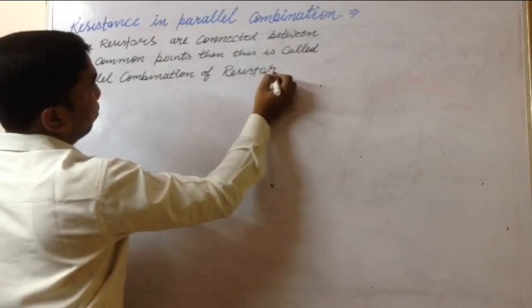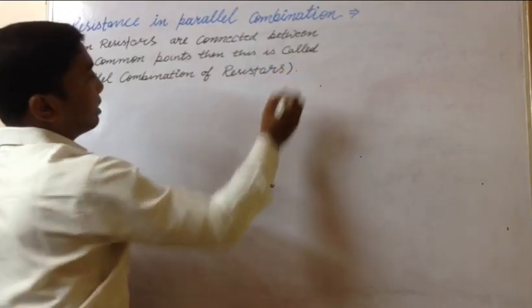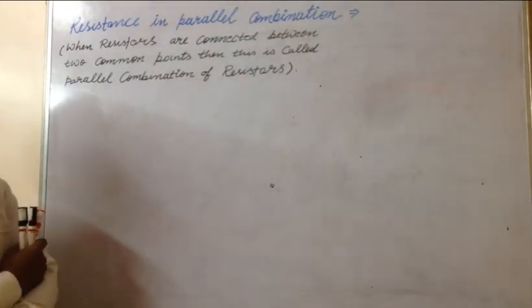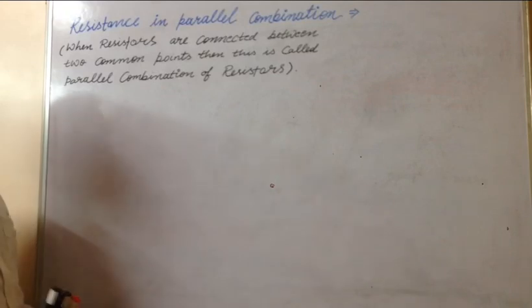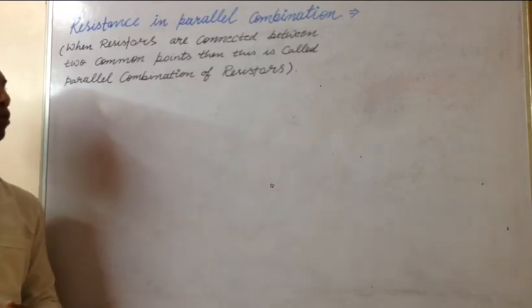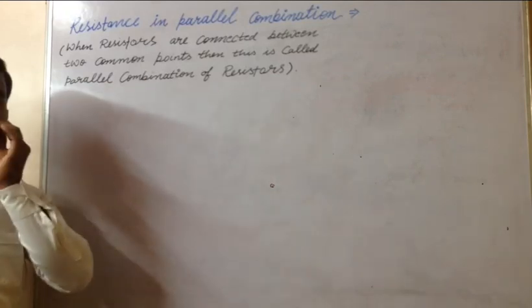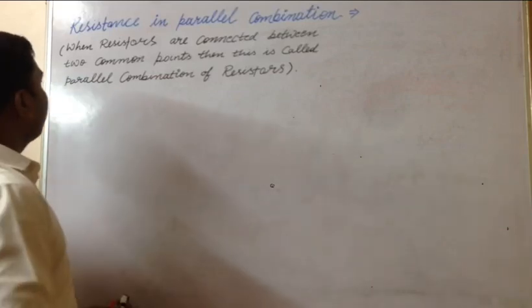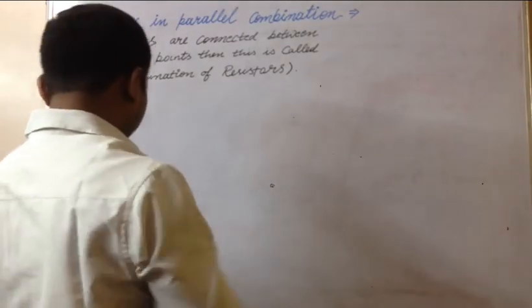Okay, so now we know this, that when two or more than two resistors are connected between two common points, then this is called the parallel combination of resistances. Is it okay? Is this clear or not? Yes, sir. Fine. So to prove this, we'll again start with a diagram.